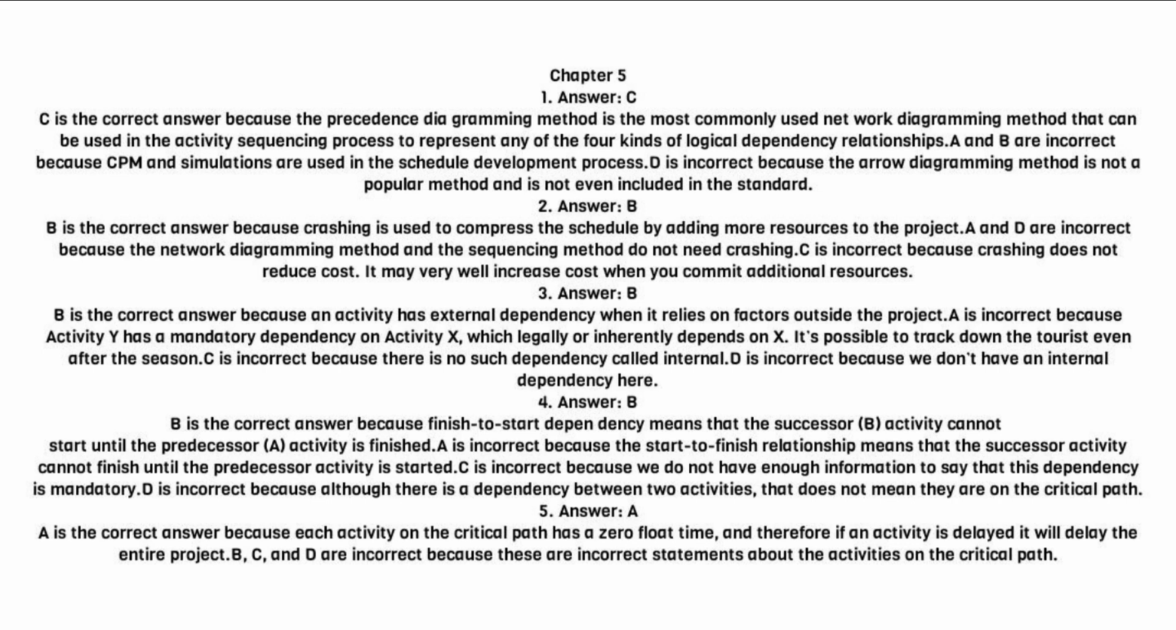4. Answer, B. B is the correct answer because finish to start dependency means that the successor, B, activity cannot start until the predecessor, A, activity is finished. A is incorrect because the start to finish relationship means that the successor activity cannot finish until the predecessor activity is started. C is incorrect because we do not have enough information to say that this dependency is mandatory. D is incorrect because although there is a dependency between two activities, that does not mean they are on the critical path. 5. Answer, A.